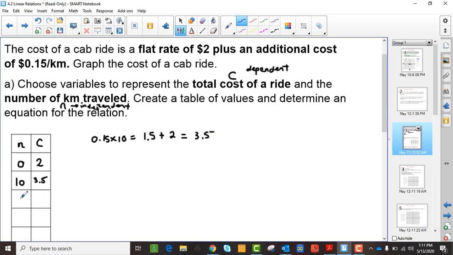Then I can go up by whatever I want. I'm going to go up by 10. So if I add another 10 kilometers, that's 20. 20 times 0.15 is 3. And then we're going to add 2. And that's going to give us 5.